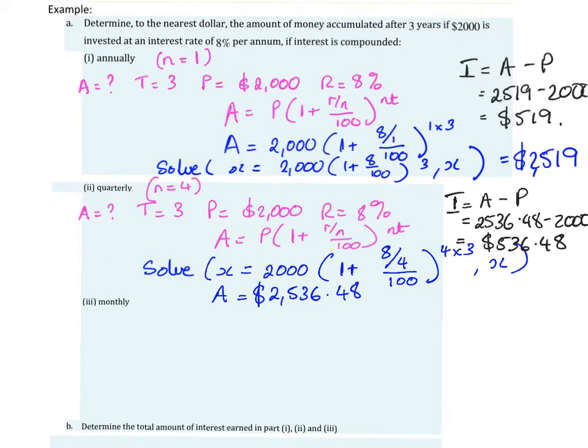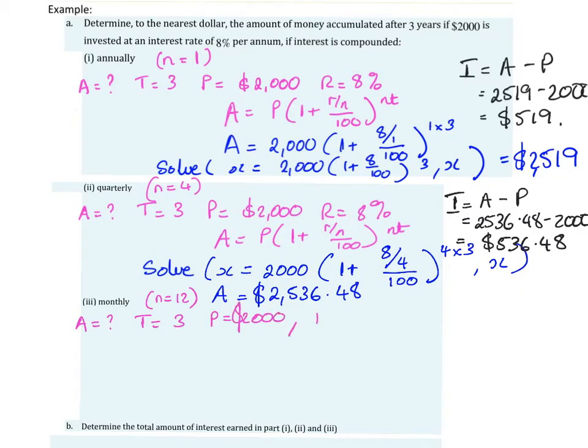Now monthly means that I'm going to earn interest every month. How many months are there in a year? How many times am I going to earn it? 12. So my N is equal to 12. And nothing else has changed. A is the same. Well, A is what I'm looking for really. T is 3, P is 2,000.